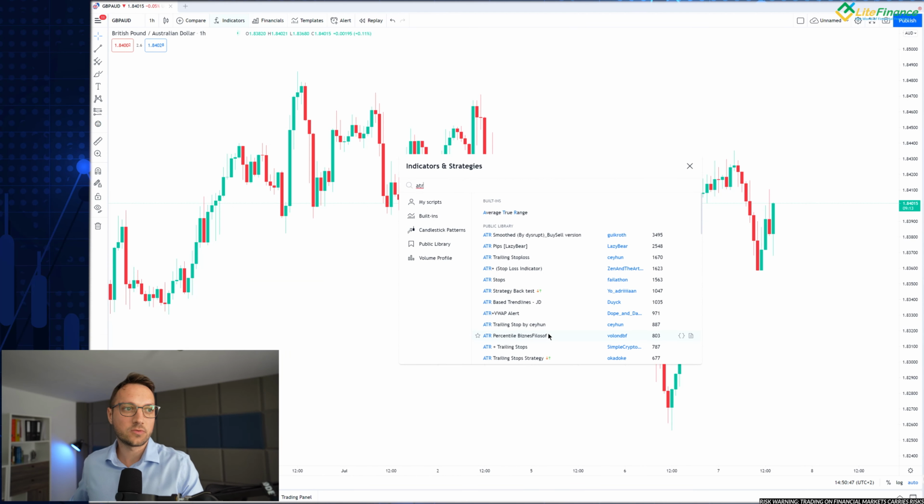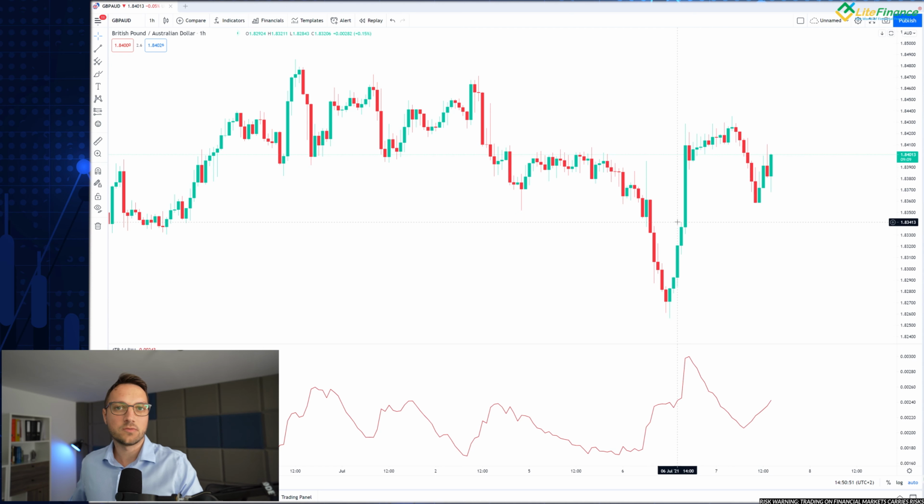To better understand what the Vortex Indicator is, what it shows you, what it indicates, I will show you firstly the ATR indicator, and therefore it will be easier for you to understand how the Vortex Indicator works and how it differs. Because the ATR indicator, the average true range, basically shows us the average volatility on the market.